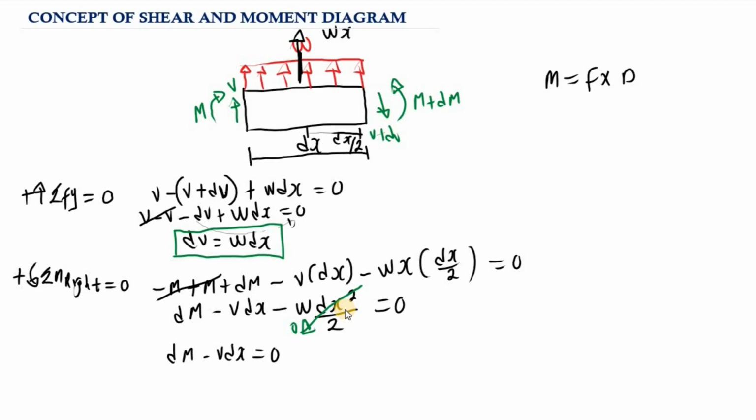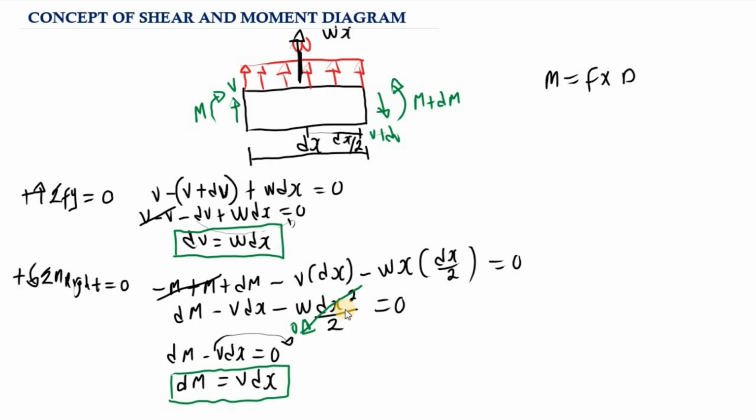Because we want to find the M, we can just take negative V ds to the right side. So dM is going to be equal to V ds. So this is the value of dM: dM is equal to V ds.